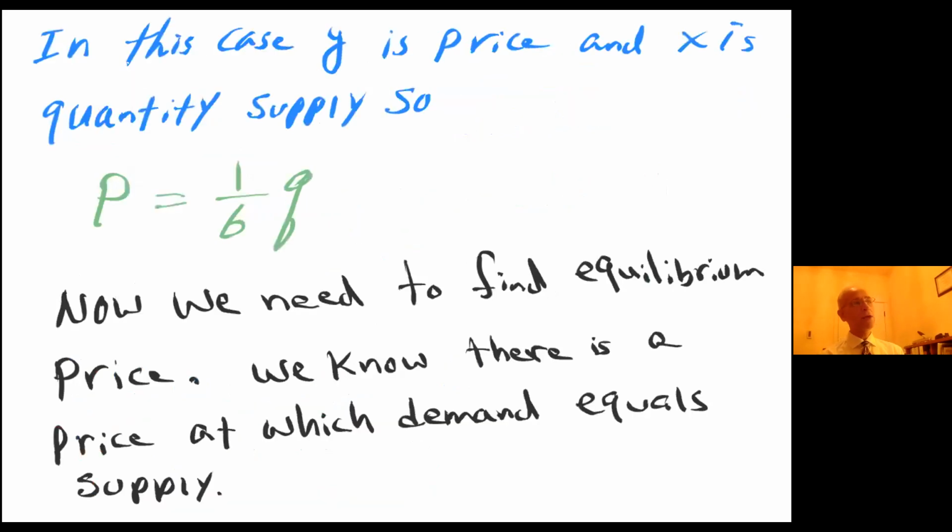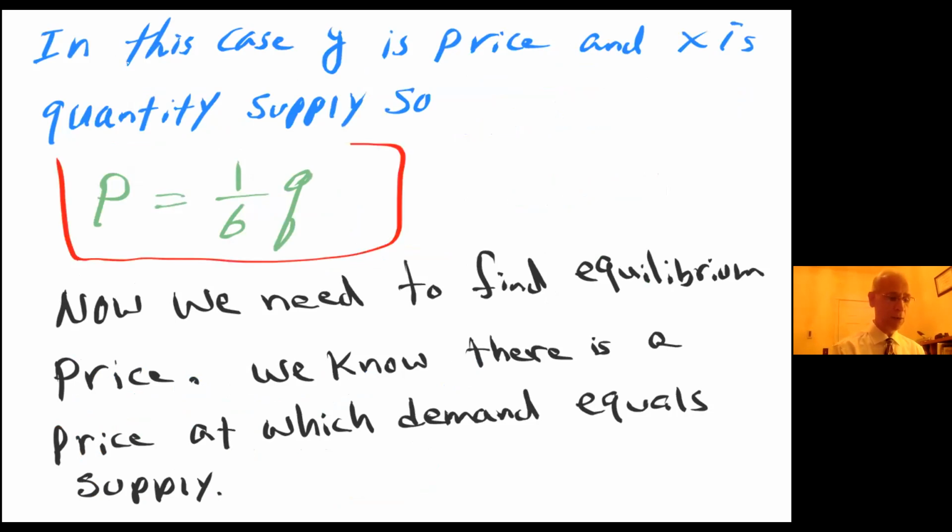Okay. So in this case, we know that y is the price and x is the quantity supply. So instead of using y and x, I'm going to put it in terms of price equals 1/6 times Q. And this time, this Q is quantity supply. The previous Q was quantity demand. This one is quantity supply.